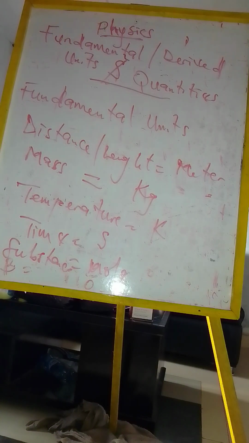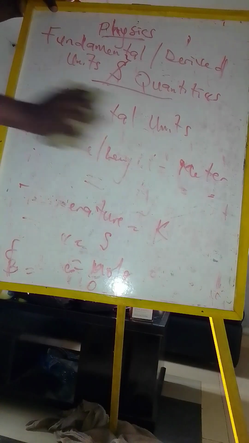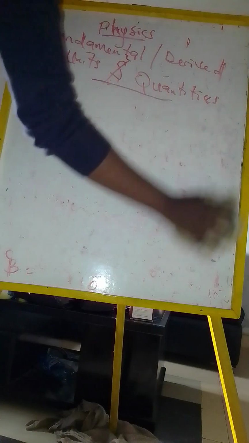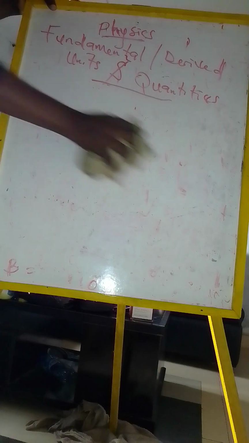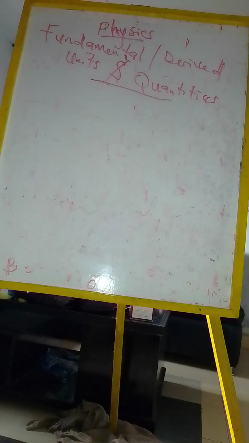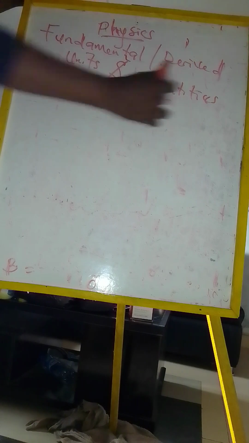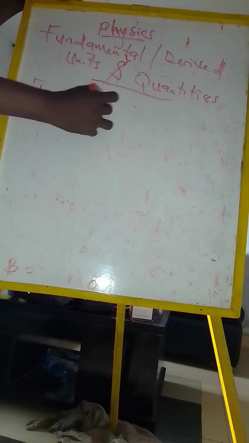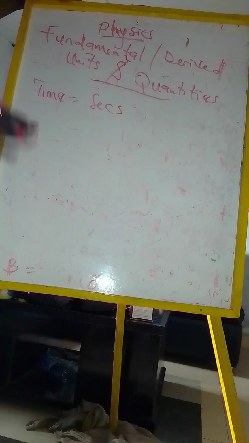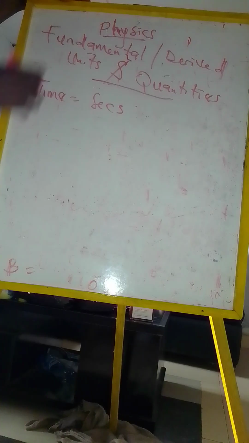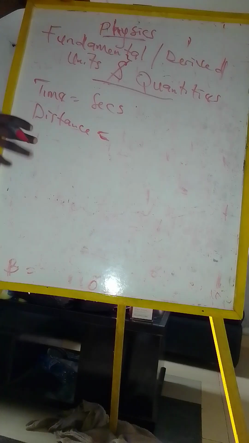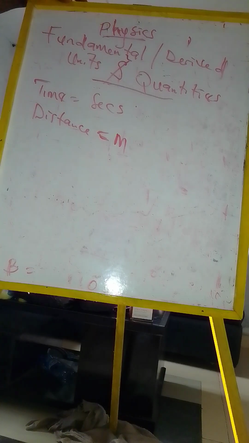Now, the second one that we are having here is the derived units. Now we are still on units. Fundamental means basic units. Derived means the units that are derived by combining fundamental units together. Like look at this, for example, I said time. How do we measure time? In seconds. Then here, let's say for example, length or distance. How do we measure distance? We say meter.